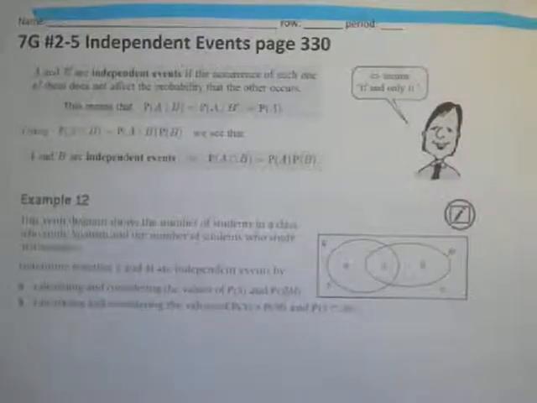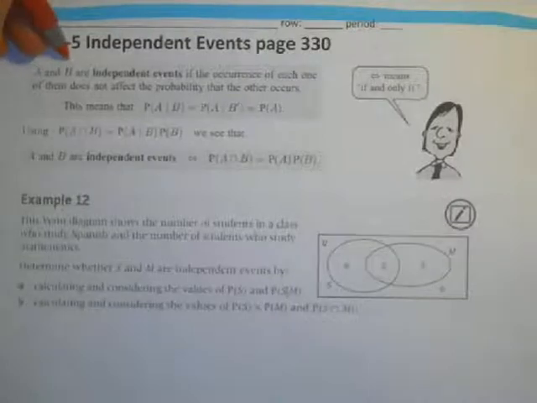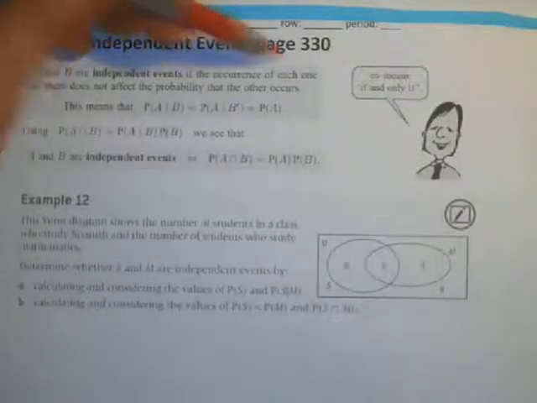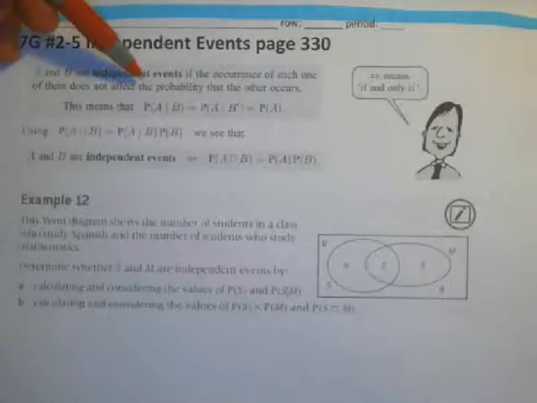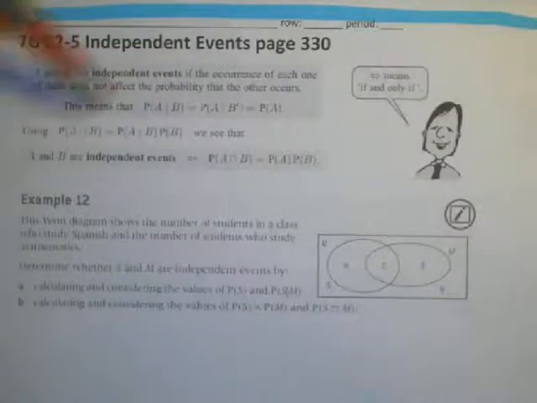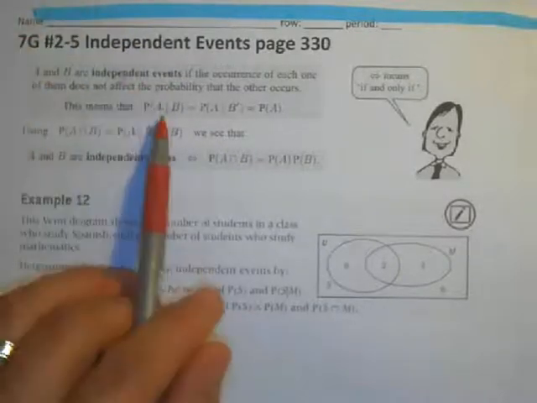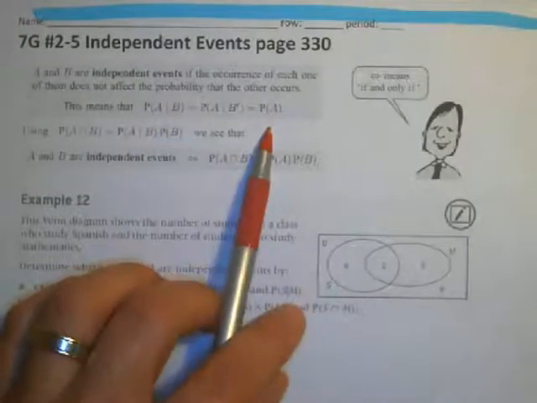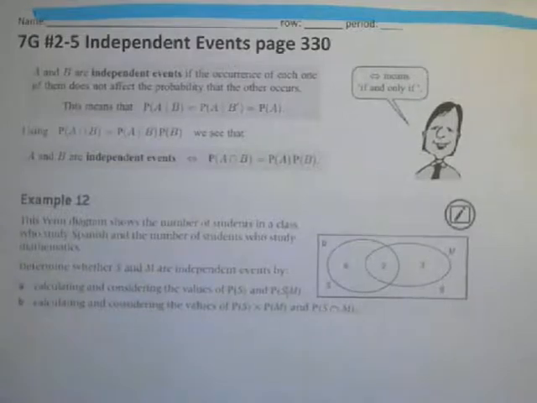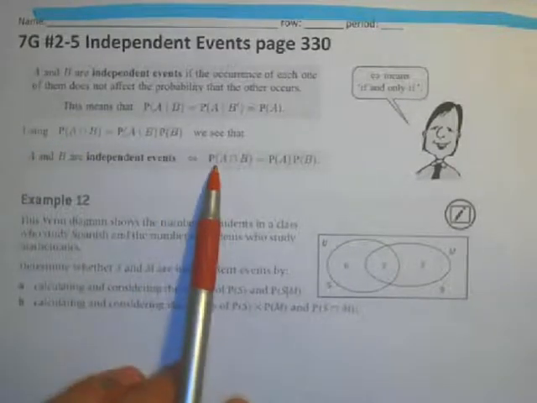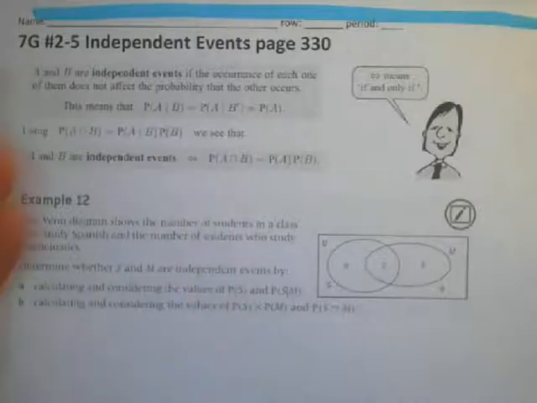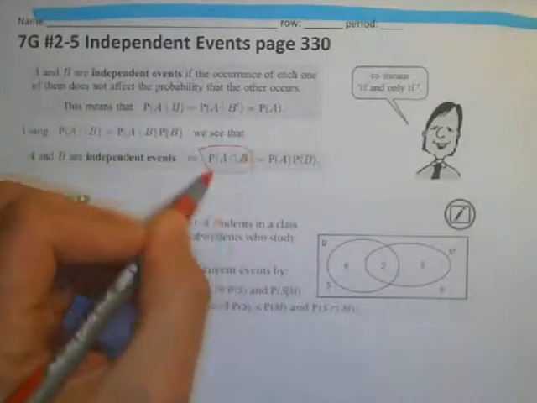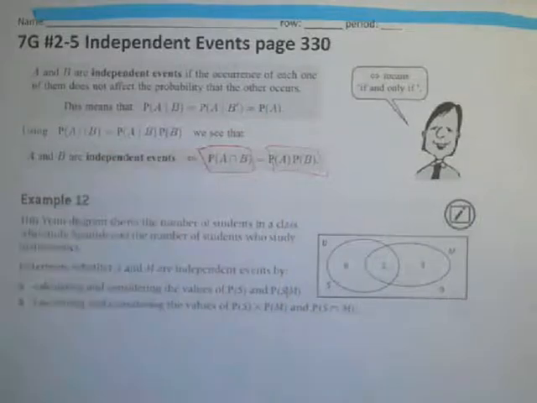So if I have event A and event B, if they're independent, then that means if one of them occurs, then the other one doesn't affect whether the other one is going to occur. So this says that the probability of A, given that B happens, is going to give me the probability of A. We're going to show some examples of that in a minute. Also, the probability of the intersection of A and B is going to be equal to the probability of A times the probability of B.